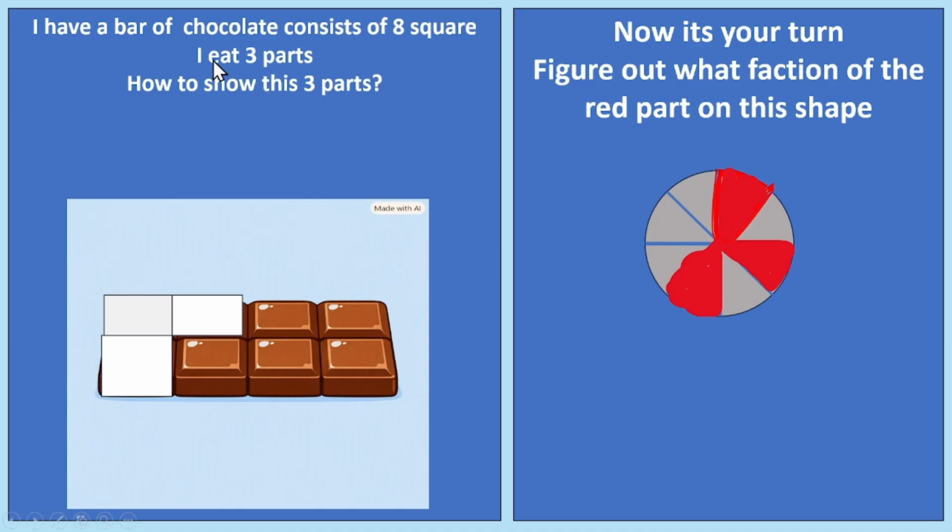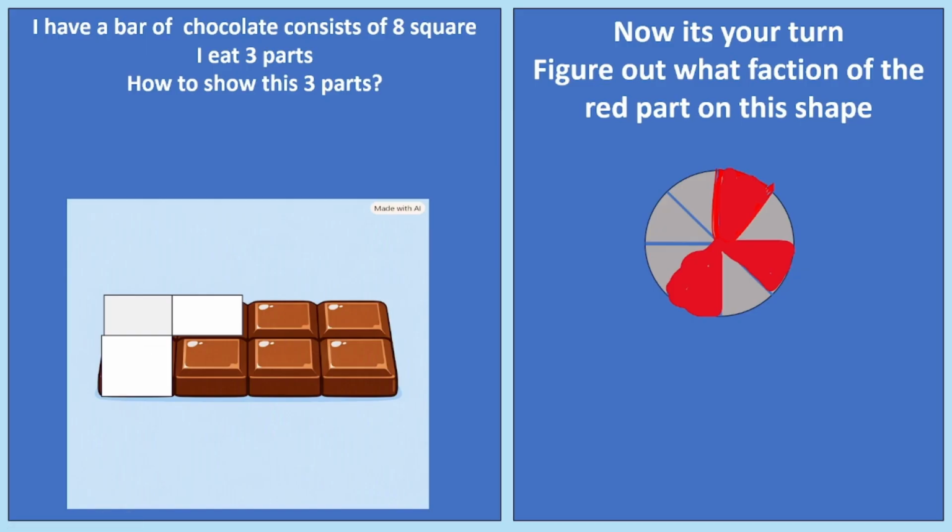Okay, now let's try together to know if we understand or not. I have a bar of chocolate consisting of eight squares: 1, 2, 3, 4, 5, 6, 7, 8. Then I eat three parts. How can I represent these parts I eat?